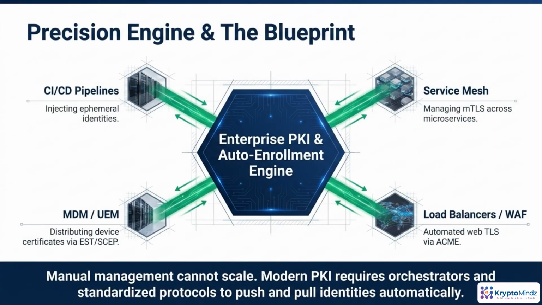At this stage, think of PKI as a precision engine continuously issuing and refreshing identities across your entire stack. CI/CD pipelines need short-lived certificates for each deployment. Service meshes require mTLS identities for every microservice. MDM or UEM platforms must provision device certificates to laptops and mobiles. Load balancers and WAFs rely on ACME automation for web TLS. Trying to do this by hand doesn't scale. You need orchestrators and standard protocols to push and pull certificates everywhere, automatically and safely.